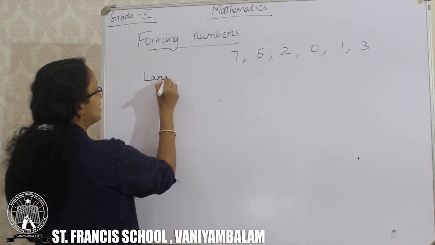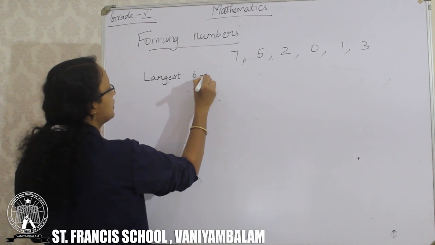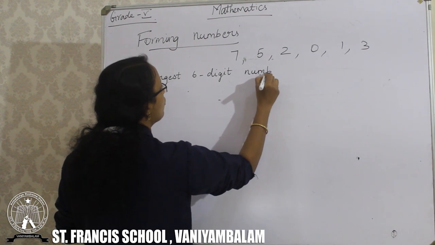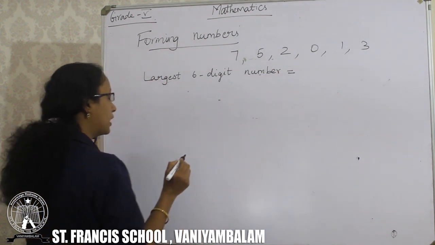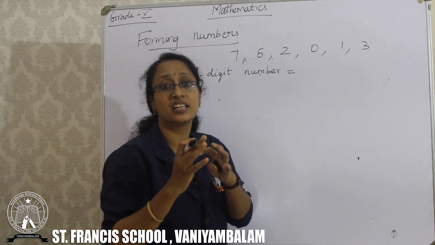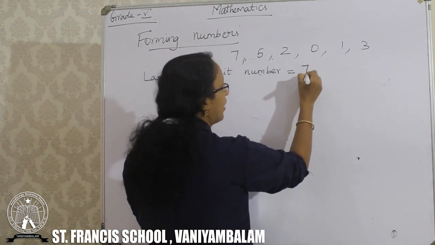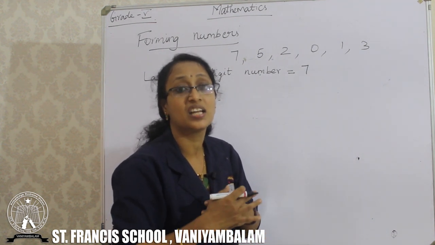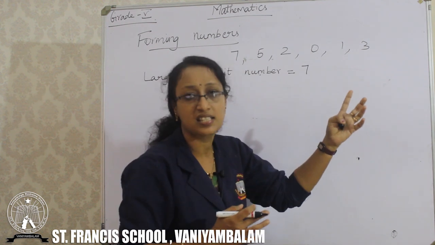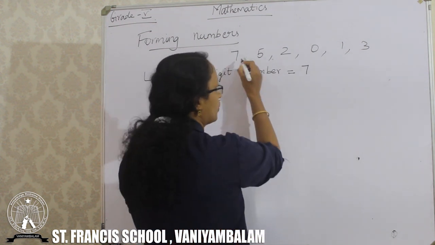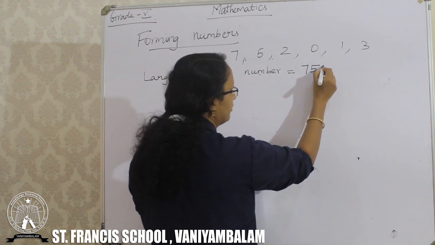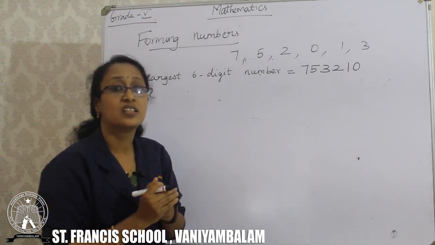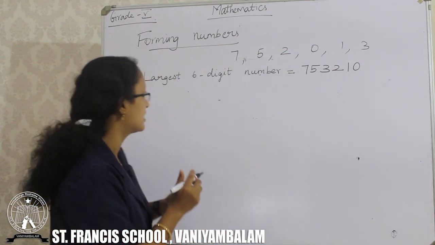You know how to write the largest 6 digit number. So what will you write as the largest 6 digit number? First, take the largest digit and write it first. We need a number, not a single digit. Using the 6 digits you have to write the number. 7 5 3 2 1 0, this is your largest 6 digit number.